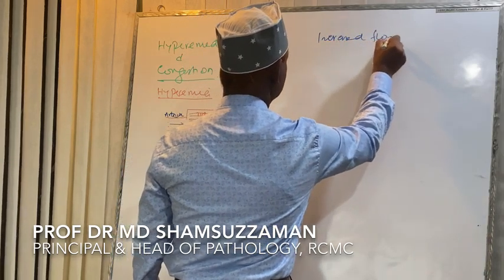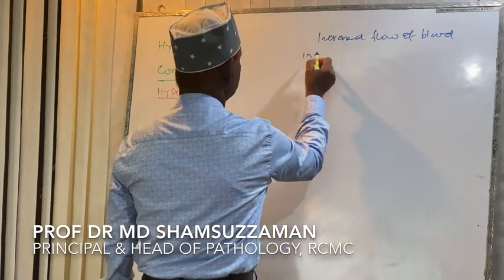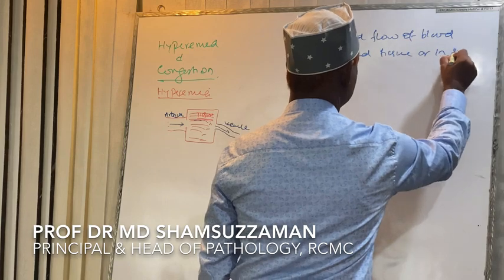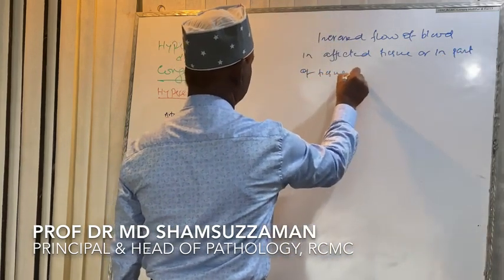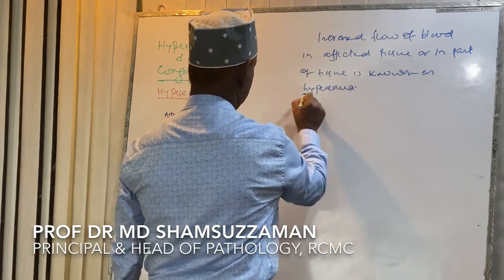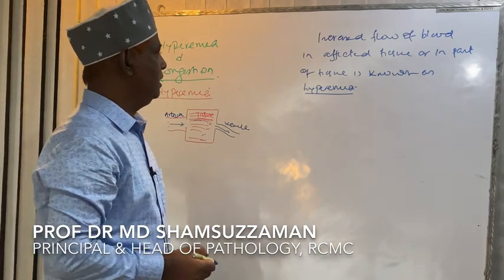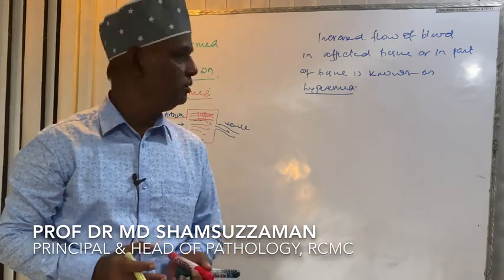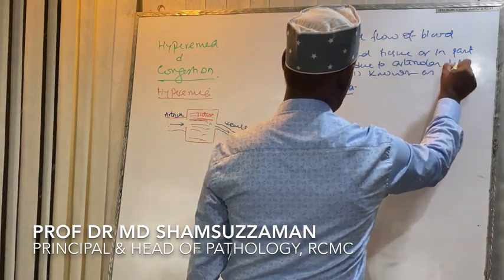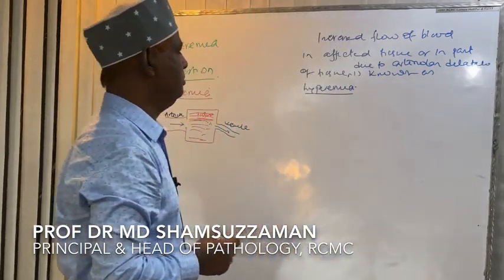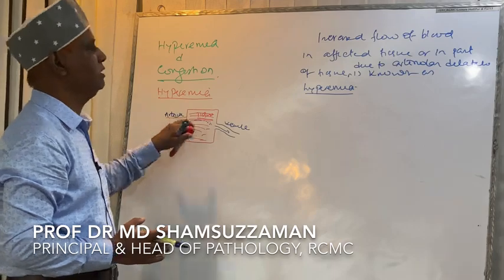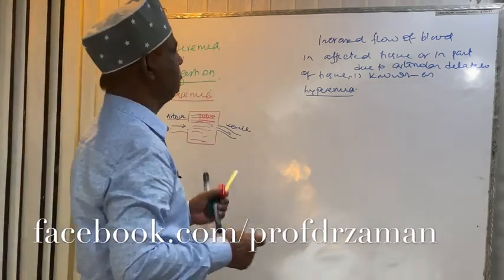Increased flow of blood in affected tissue or in part of tissue due to arteriolar dilatation is known as hyperemia. Now come to the mechanism of hyperemia.